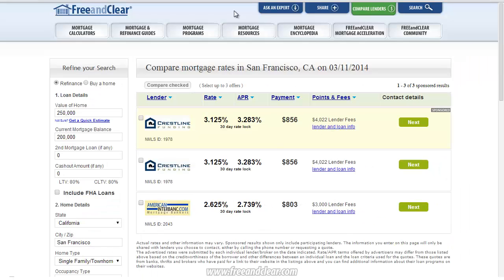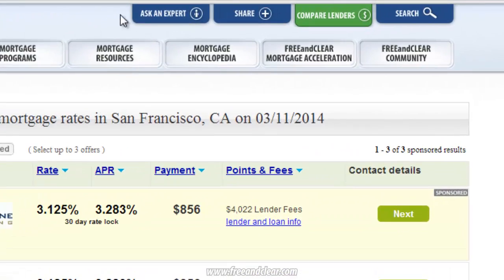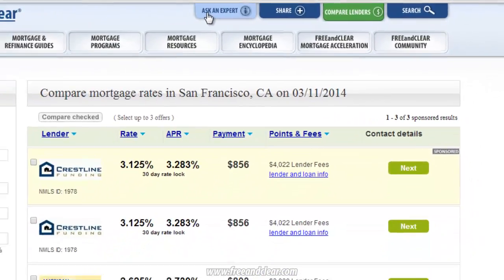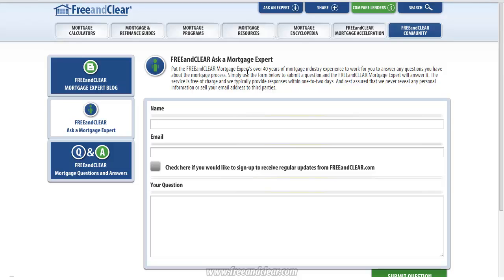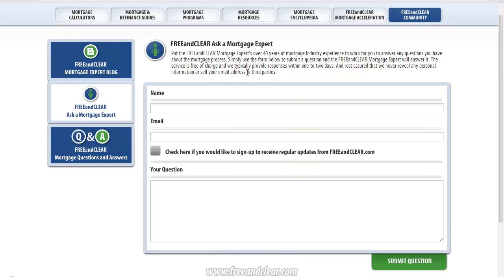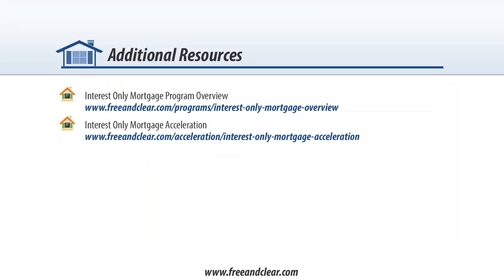If you have any questions about the free and clear interest-only mortgage calculator or any mortgage topic, you can always click on the Ask an Expert button at the top of any page, and it will take you to the free and clear Ask a Mortgage Expert feature, where you can submit your question. The feature is free to use, and we never spam. We also encourage you to check out our detailed discussion of interest-only mortgages in our mortgage program section and interest-only mortgage acceleration in our free and clear mortgage acceleration section.